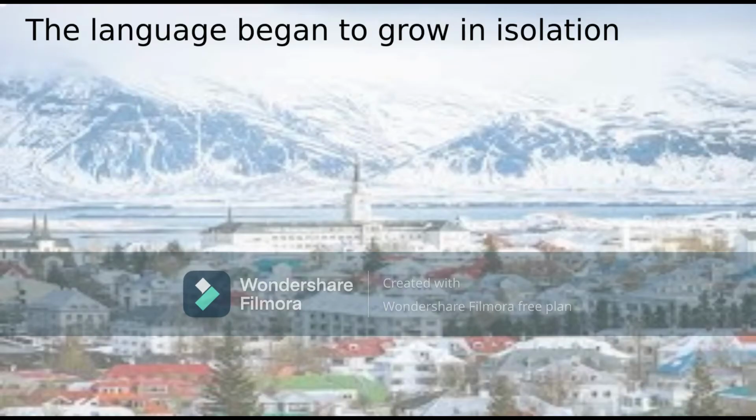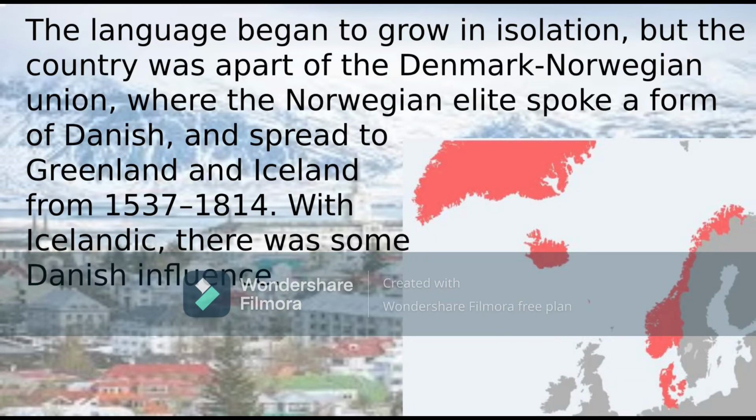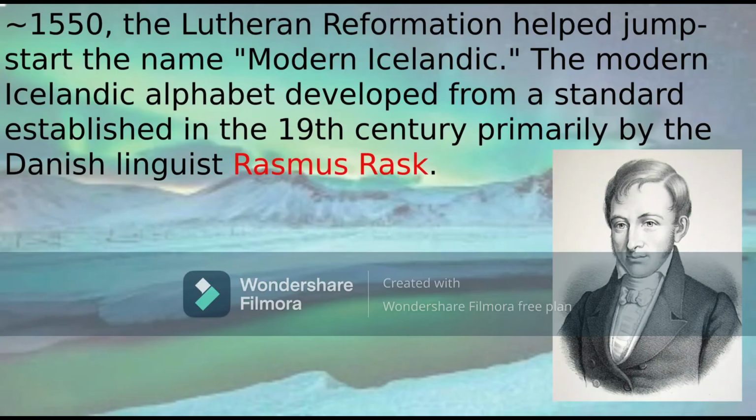The language began to grow in isolation, but the country was a part of the Denmark-Norwegian Union, where the Norwegian elite spoke a form of Danish rather than their own Norwegian language, and spread to Greenland and Iceland from 1537 to 1814. With Icelandic, there was a Danish influence. Around the year 1550, the Lutheran Reformation helped jumpstart the name Modern Icelandic.